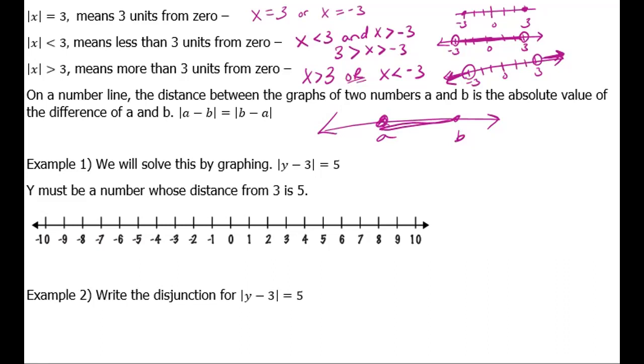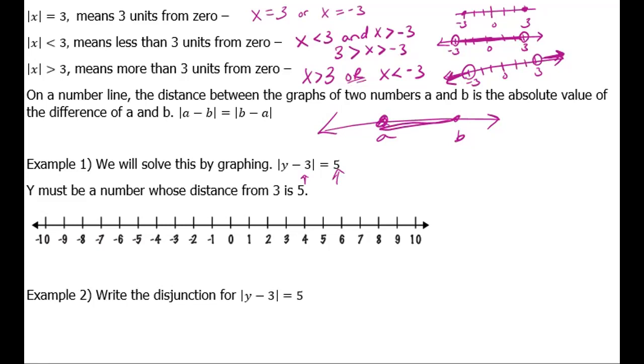So then let's look at an example. We're going to solve this one by graphing. The absolute value of y minus 3 is equal to 5. This is y that must be a number whose distance is 5 away from 3. Because we're subtracting, right, that a minus b, that's the difference between the numbers is 5.